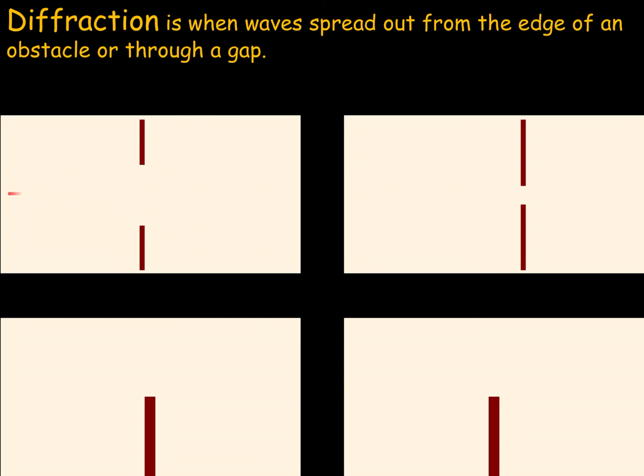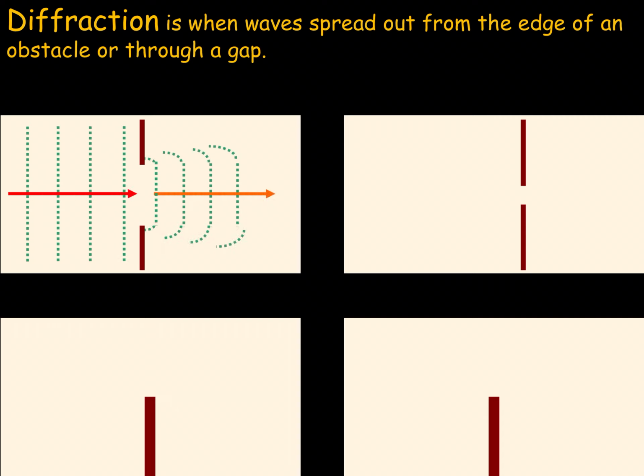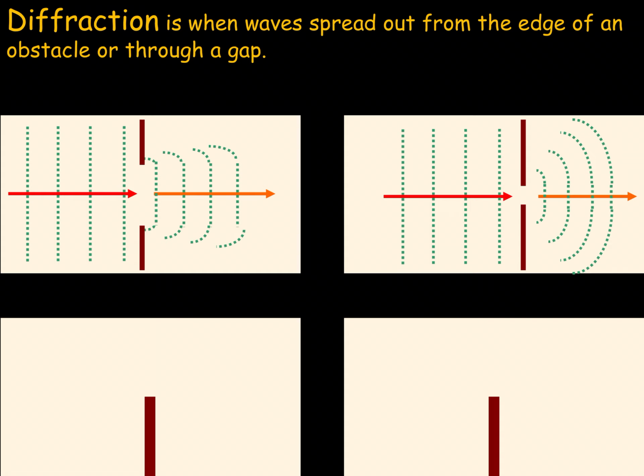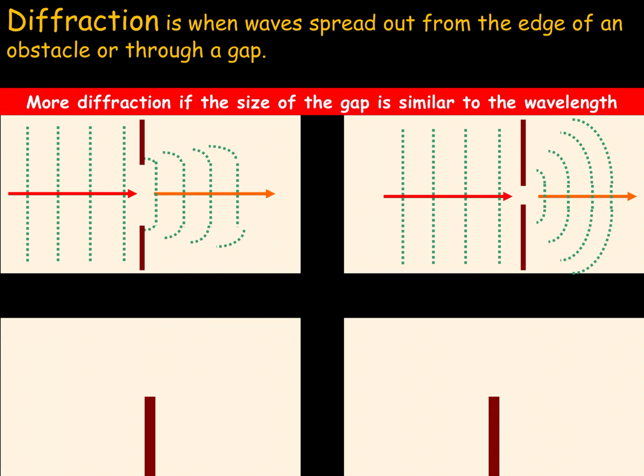So let's have a look at diffraction. That's diffraction coming through a slit, you can see, and here's another one. Now you're getting more diffraction on the right hand side because you have a smaller slit. So you get a more even form of diffraction. So the more diffraction if the size of the gap is similar or smaller than the wavelength.